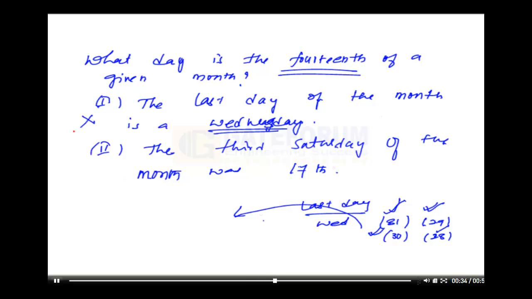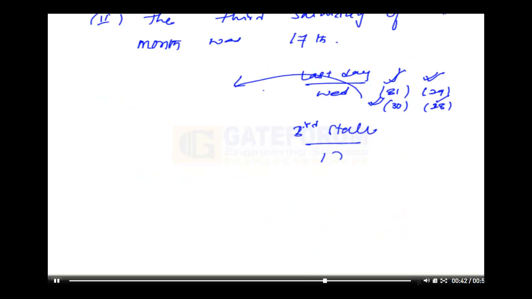Now let us look into statement 2. Third Saturday of the month was 17th. Third Saturday was 17th, from which you can say what is 16th, you can say what is 15th, and also you can say which day is 14th. So we can answer this question by only statement 2. So option is A.